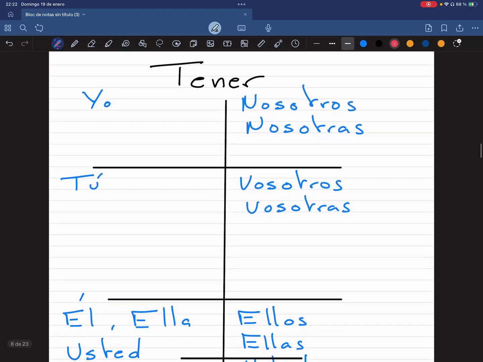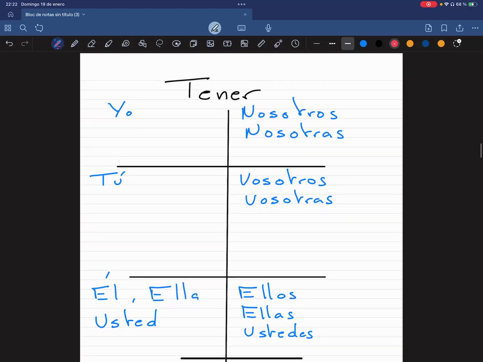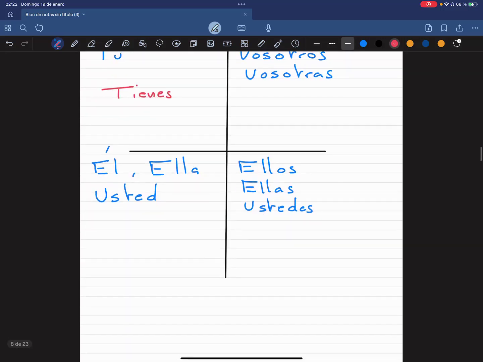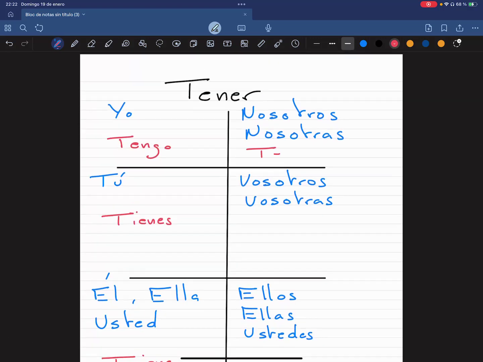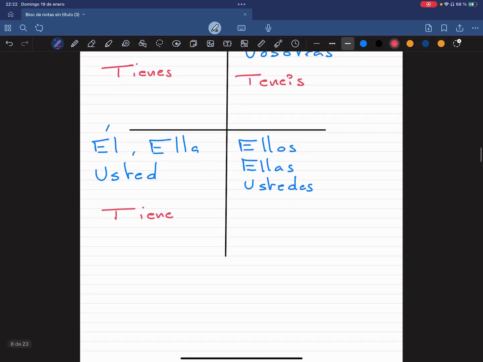Then we have the verb tener, and it goes like this. Yo tengo, tú tienes, él tiene, nosotros tenemos, vosotros tenéis, and finally, ellos tienen.